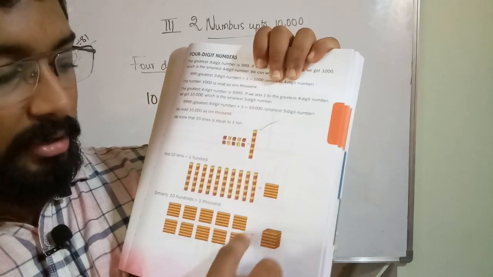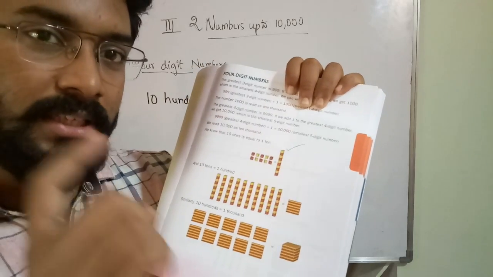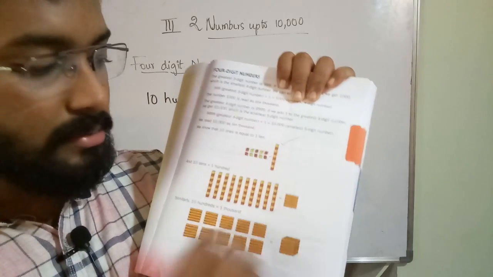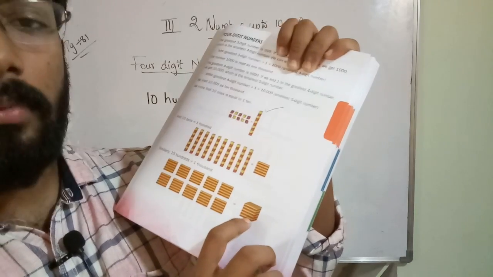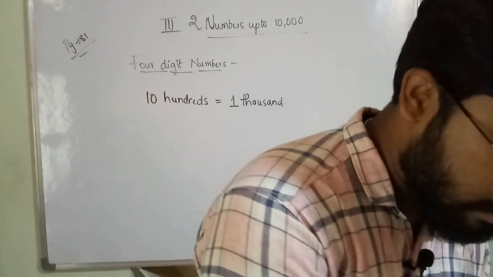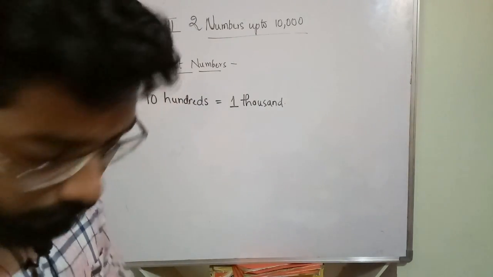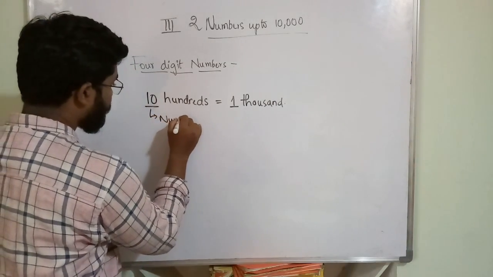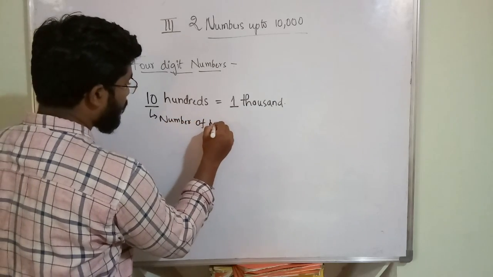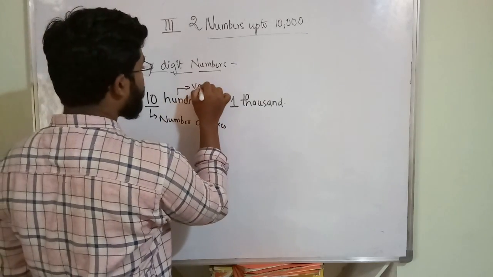This 10 represents the number of boxes, okay? There are 10 boxes and each box value is how much? 100. So if we combine all these, we will get a cube. This is a cube of value how much? 1000. So if you understand this, what I am saying, 10 represents the number of boxes, okay? And this 100 represents the value of each box.